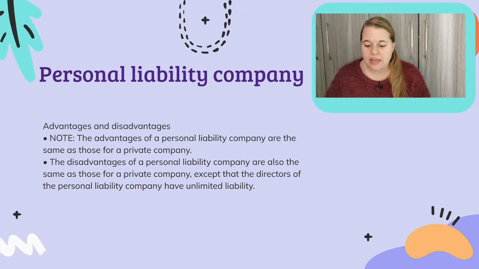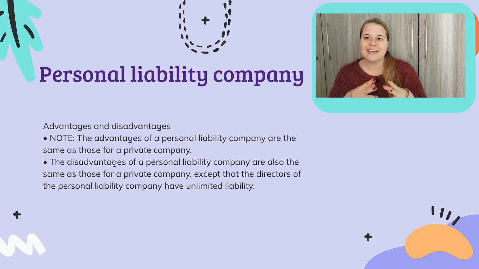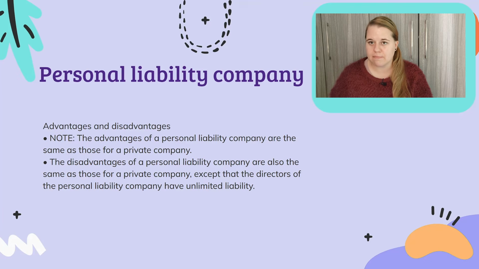Advantages: the advantages of a personal liability company are the same as those of a private company. Well, there you have it, we are halving the work, because you need to study the advantages of a private company and personal liability, same. The disadvantages are also the same as a private company, except that the directors have unlimited liability. So again, we're halving the work. You can just go back in the video and look at the advantages and disadvantages of a private company, and that will tell you the advantages and disadvantages of a personal liability company as well.